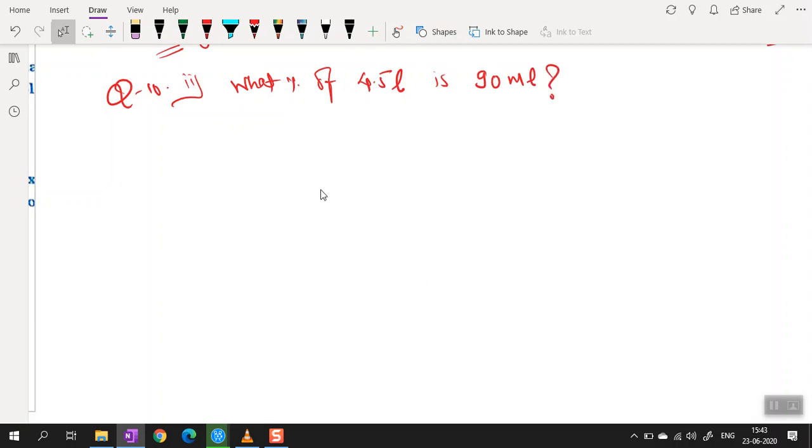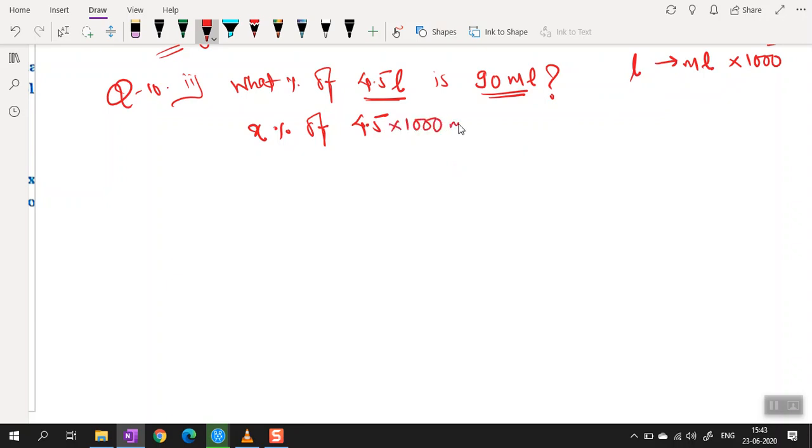Correct. So let's convert it into mathematical form. What percent, x percent of 4.5 liters? Now I have to convert liter into milliliter. Both the quantities should be in the same unit. It is better to convert liter into milliliter rather than milliliter into liter. To convert liter to milliliter, you multiply by 1000. So 4.5 multiplied by 1000 ml is equal to 90 ml. So the full mathematical statement: x upon 100 multiplied by 4.5 multiplied by 1000 is equal to 90.